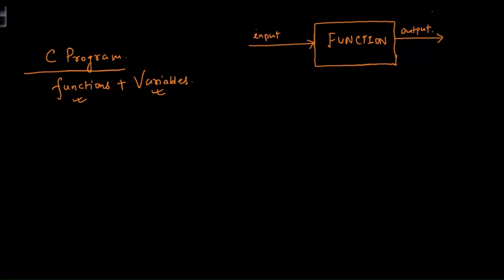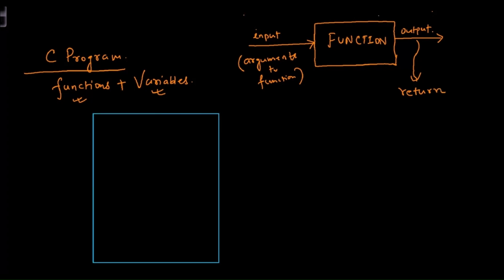Similarly, in a computer program also, there are some inputs that you give to a function. When you call a function, you give some input to it, and that is called giving arguments to a function. And the function will return something. Let's say this is any function.